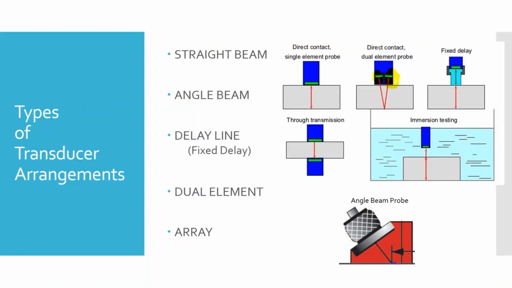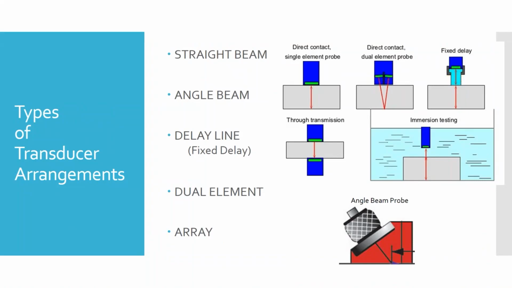Here's our delay line probe to the right, where we've got a distance for the near field. Remember, we've got a lot of interference, and we can't accurately see things at the near field. That's going to take place in that delay block there, the clear blue part that I have highlighted right now. And then we can look at what's going on down in the part below that.